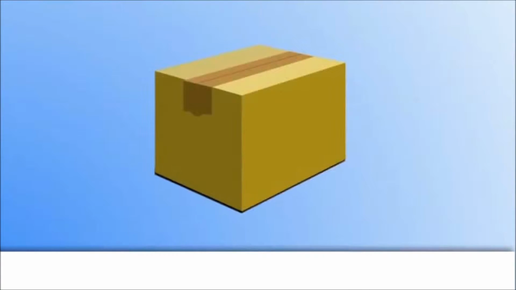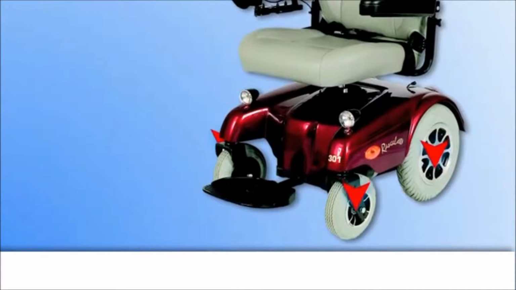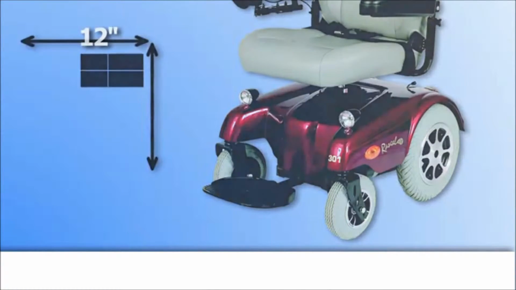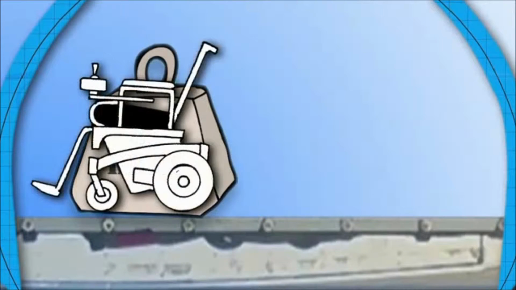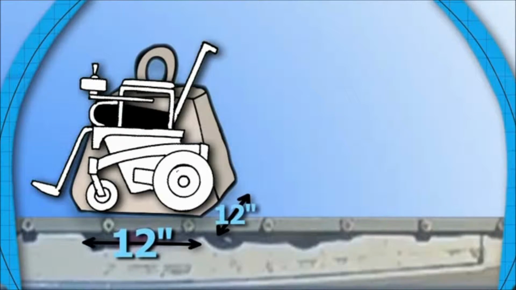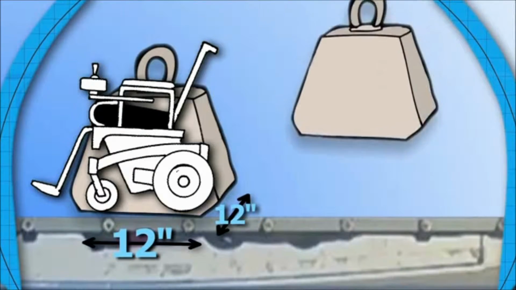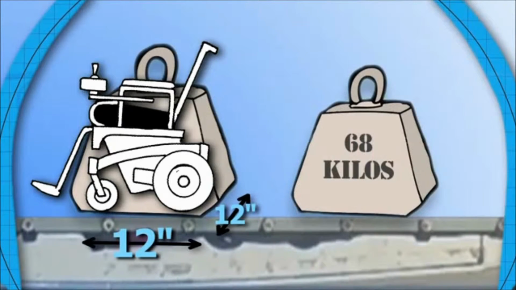Generally, cargo and baggage each have reasonably large areas in contact with the floor through which their load is distributed. By comparison, an electric mobility aid transmits its load through a much smaller floor contact area. A mobility aid that weighs 85 kilos may have a footprint of less than a square foot. However, many aircraft have a limitation of 68 kilos per square foot.